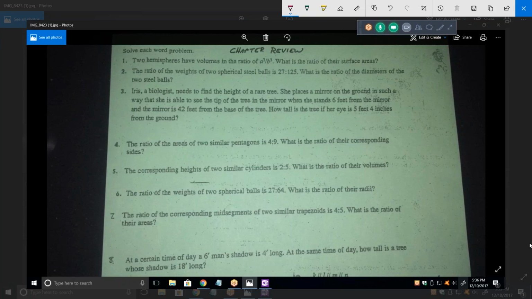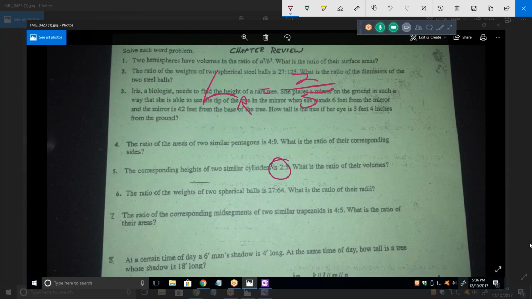Corresponding heights of 2 similar cylinders is... What information did they just give you? That it's a length, because the height is the length. So what are they giving you? That the length is 2/5. The linear ratio. That's what they gave you. It's important to talk about it in terms of that, just because this whole page is on linear ratios, area ratios, and volume ratios. So they just gave you the linear ratio.